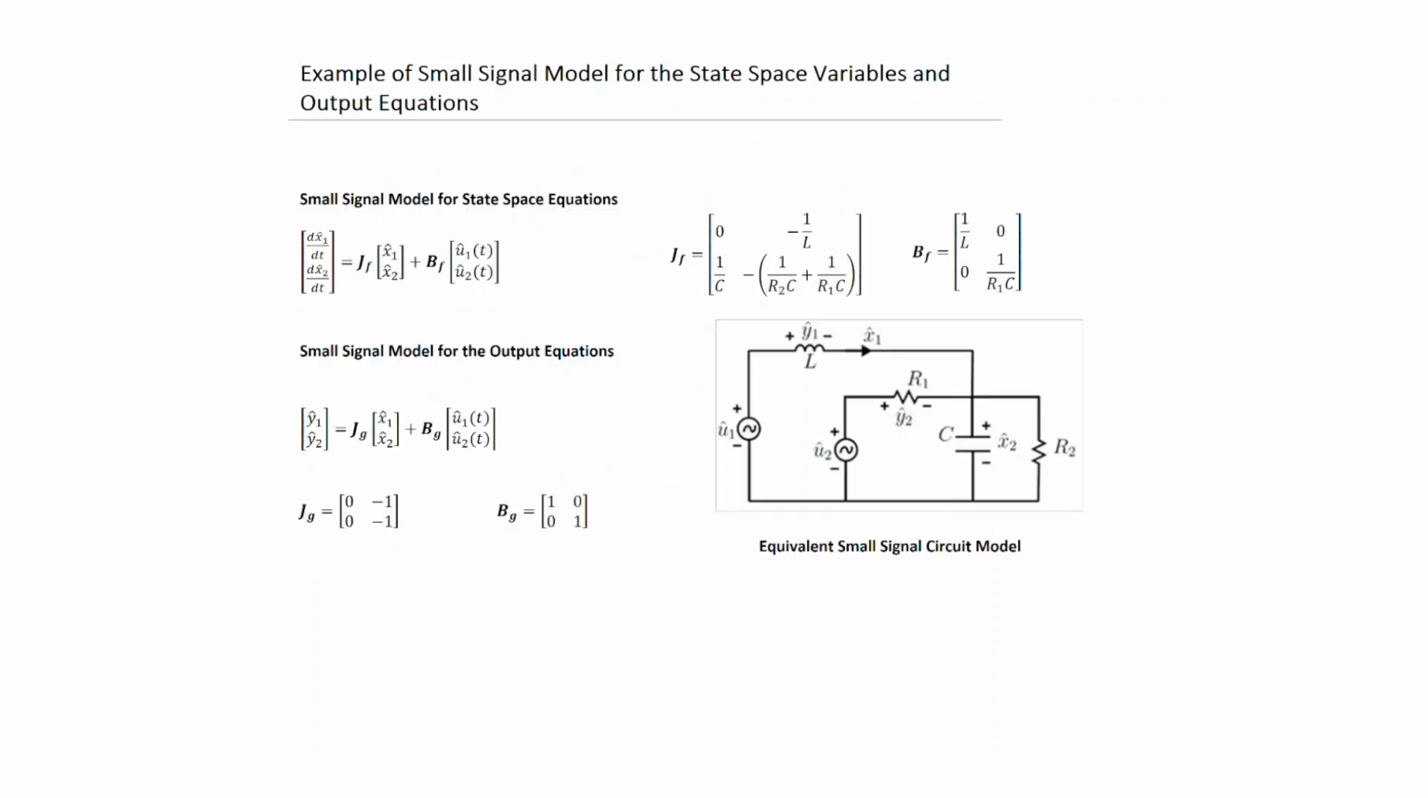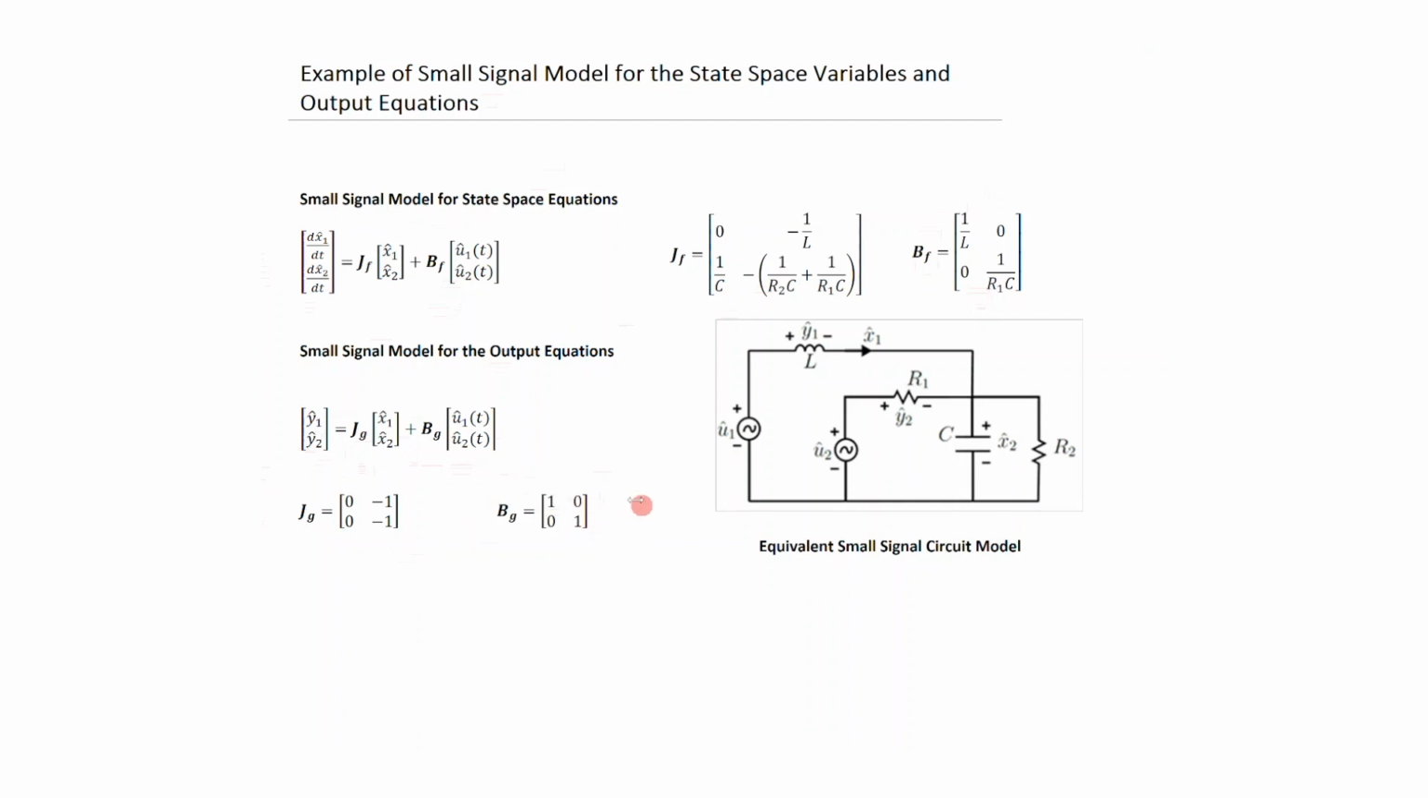Okay, so let's do the example of the small signal model for the state variables and output equations. So we have it in this form. And the JF basically, we can do the computations and we'll find that we end up with this for JF and this for BF. And so the small signal model basically just involves these matrices substituted in here. All right, and so the output small signal perturbations would involve these Jacobian matrices, which we can calculate. It's just this one here and this one here.